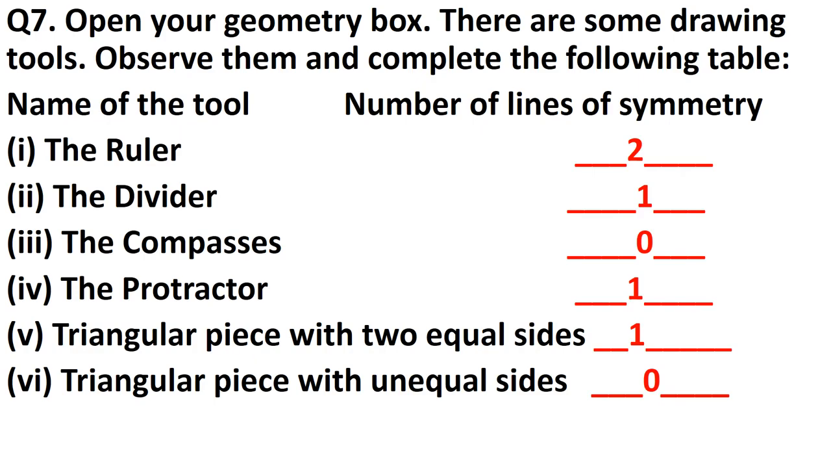Protractor, one line of symmetry. Triangular piece with two equal sides, as it has two equal sides, that means it is an isosceles triangle. And yes, isosceles triangle has one line of symmetry, so it also has one line of symmetry. And triangular piece with unequal sides, in which all the sides are unequal, zero lines of symmetry.